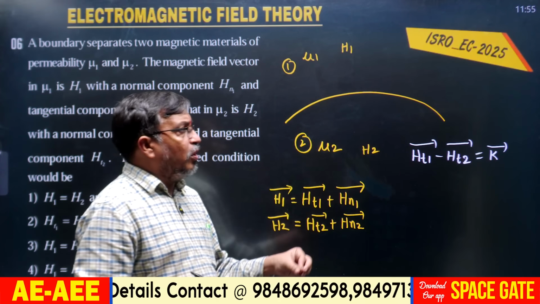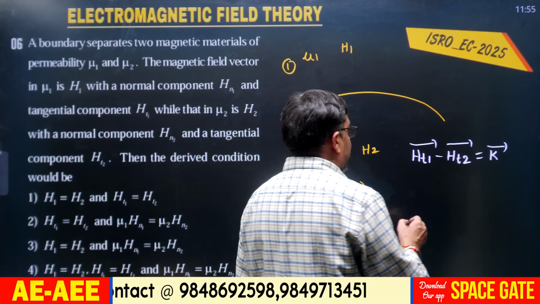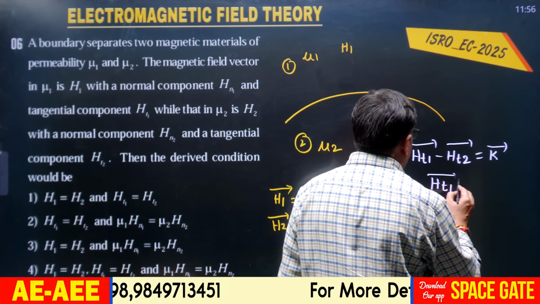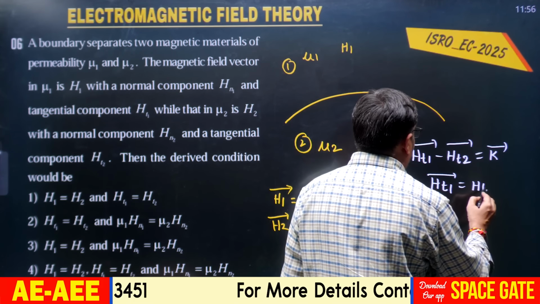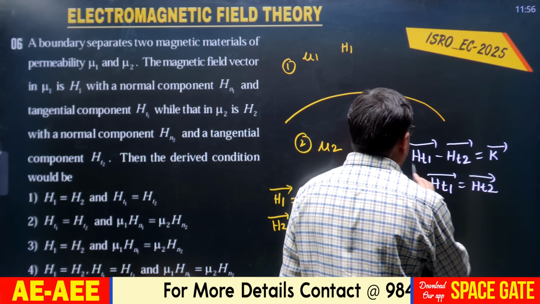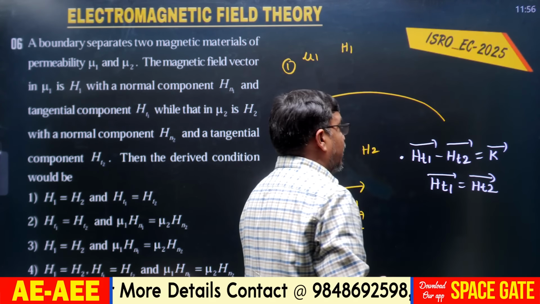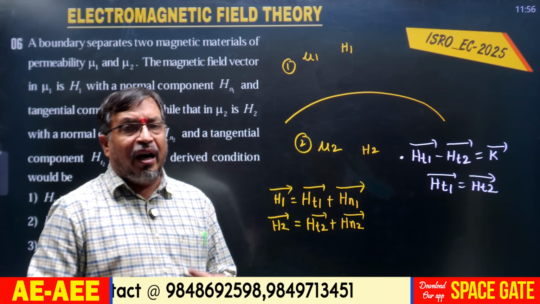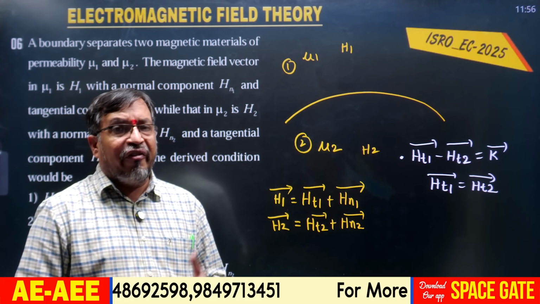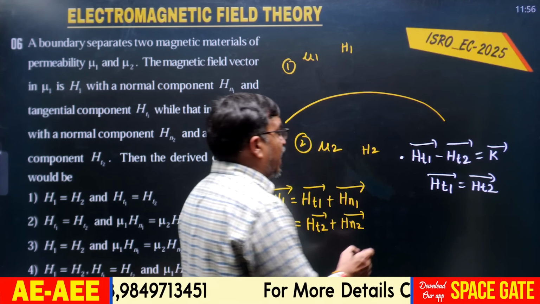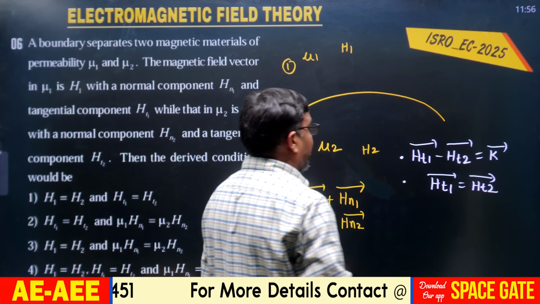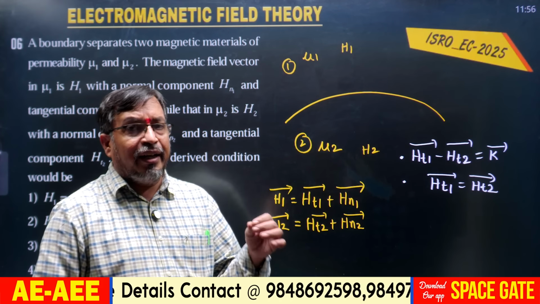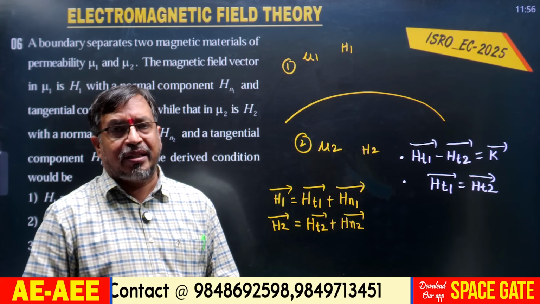If K equals 0, then what is the condition here? HT1 is equal to HT2. This is the relation. If K is not equal to 0, then the tangential components of magnetic field intensity are not equal. If K equals 0, the difference of the tangential components vanishes. This is the relation in terms of tangential components.